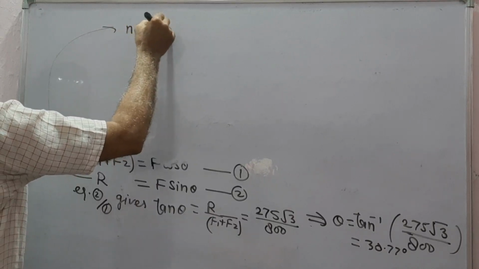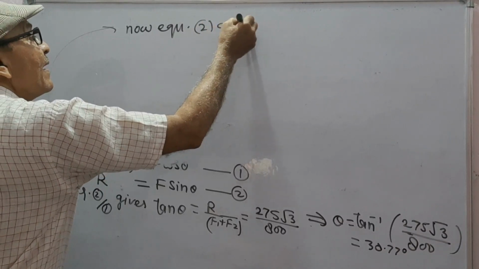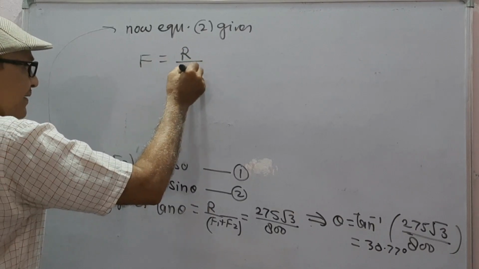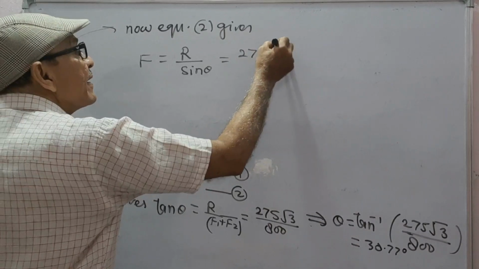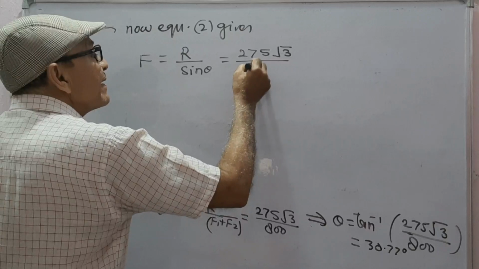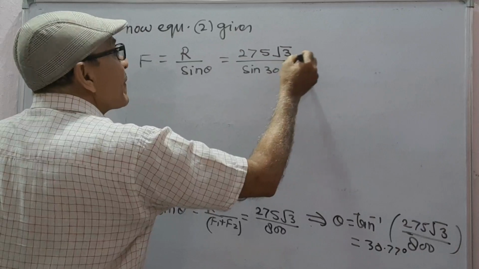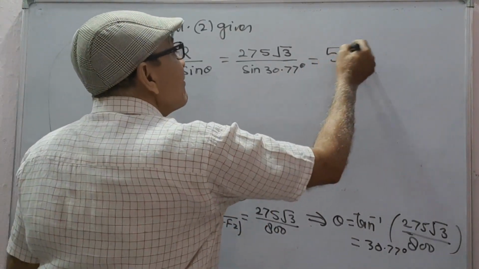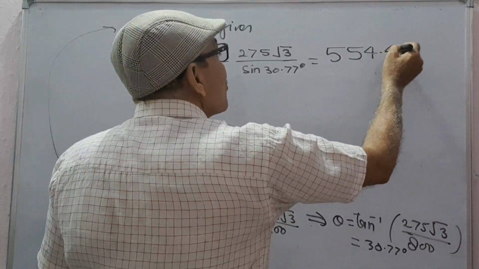Now equation 2 gives F is equal to R divided by sin theta. R is 275 root 3 upon sin 30.77 degree, which gives 554.4 Newton.